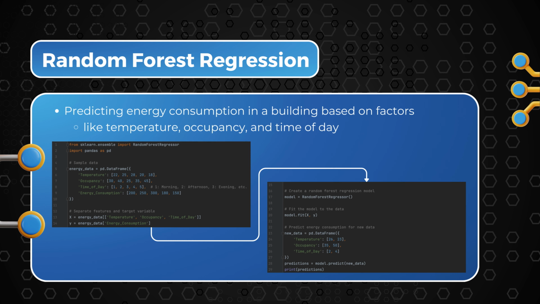speed. Finally, let's see how Random Forest Regression can be used to predict energy consumption. This is a code example of how to predict energy consumption in a building based on factors like temperature, occupancy, and time of a day.